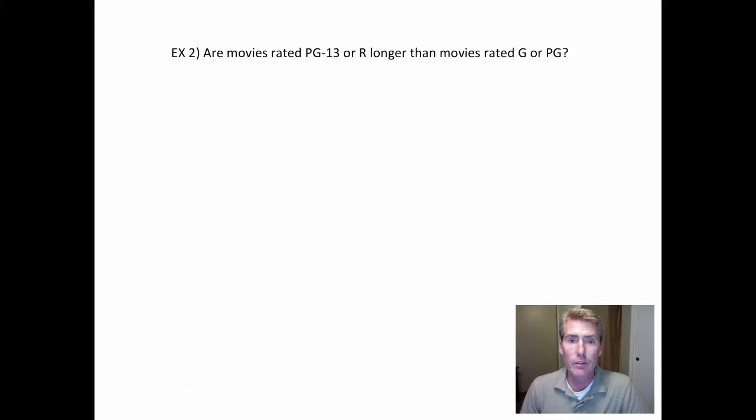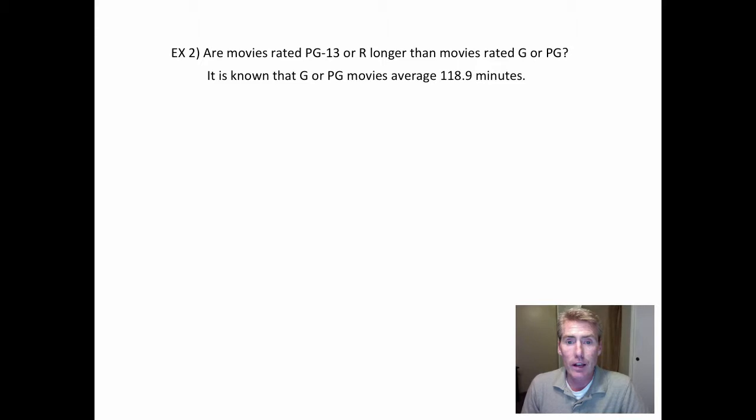Okay, something else that might interest you. Movies that are rated PG or R, so in other words, the more violent, the more risque movies, do they last longer than the kids' movies? I would think so, because most likely kids have shorter attention spans, but let's see.